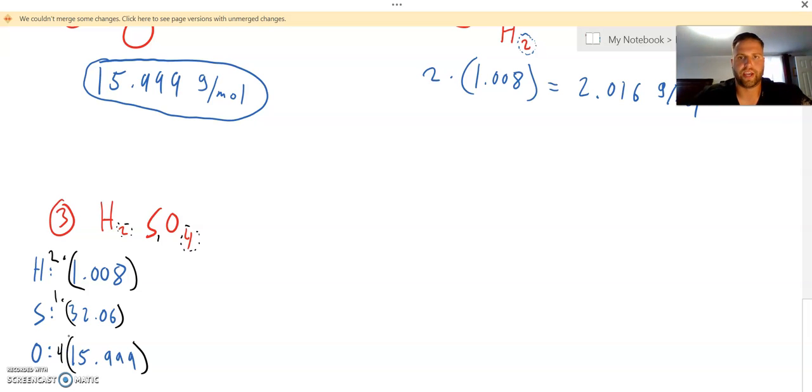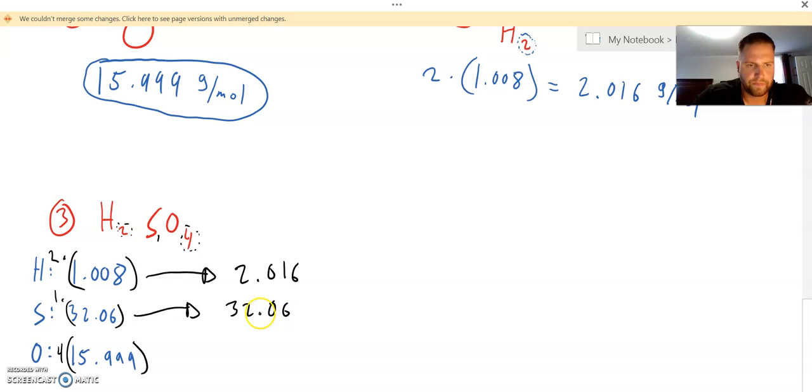So let's go ahead, let's do all those calculations. So 2 times 1.008 gives us 2.016. Okay, 1 times 32.06 gives us just 32.06. And then 4 times 15.999 gives us 63.996.